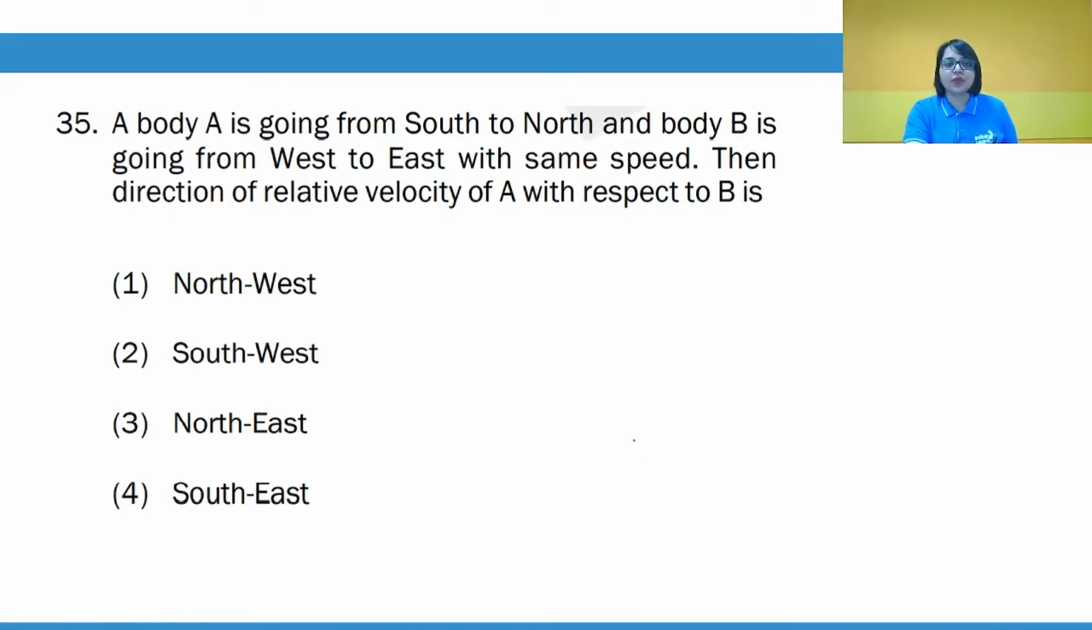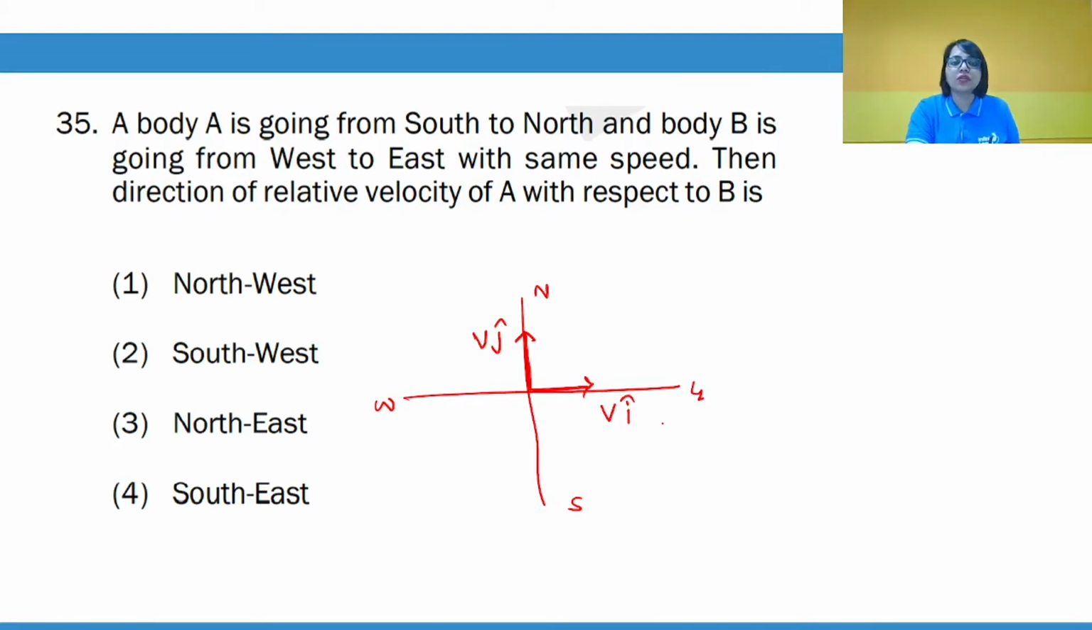A body A is going from south to north. This is east, west, north, south. So south to north, this is the direction. Velocity is, let's say, v j cap, and another is going from west to east. So velocity is v i cap. Then direction of relative velocity of A with respect to B will be v j cap minus v i cap. So this is v and this is minus v i cap. So the resultant will be this one, and it is along northwest. So correct answer is option 1.